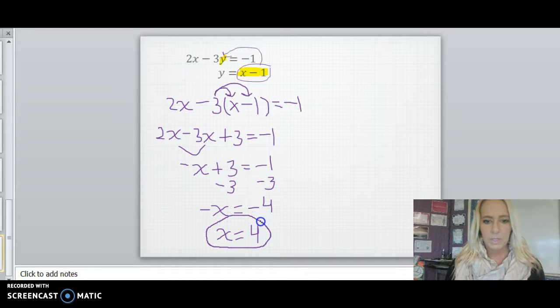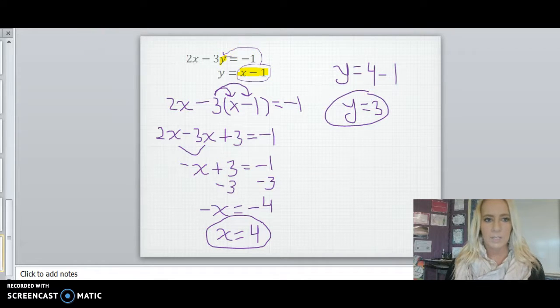Now, in order to complete the system of equations, I need an ordered pair that satisfies both equations. So I still need to find a y. What I'm going to do is plug in this x into this equation here to solve for y. So y is equal to 4, which is x, minus 1. 4 minus 1 is 3, so y is equal to 3.